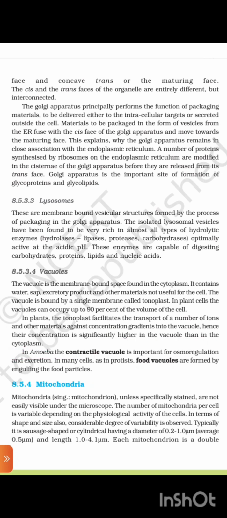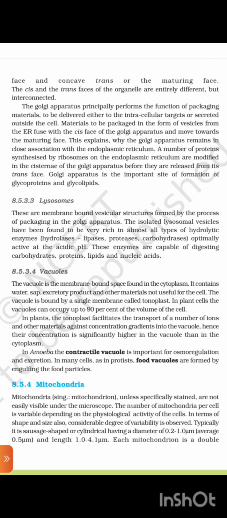In amoeba, the contractile vacuole is important for osmoregulation and excretion. In many cells, as in protists, food vacuoles are formed by engulfing the food particles. 8.5.4 Mitochondria. Mitochondria, unless specifically stained, are not easily visible under the microscope. The number of mitochondria per cell is variable depending on the physiological activity of the cell.